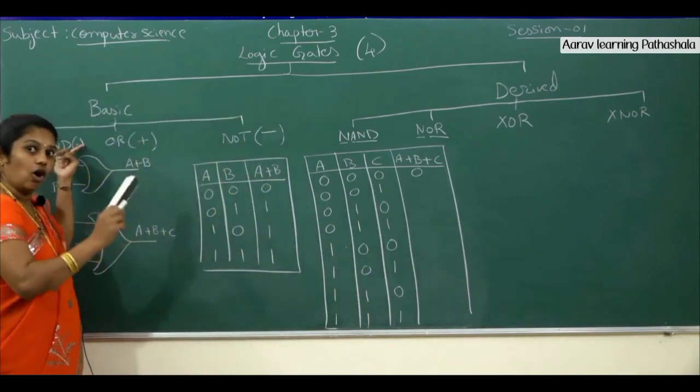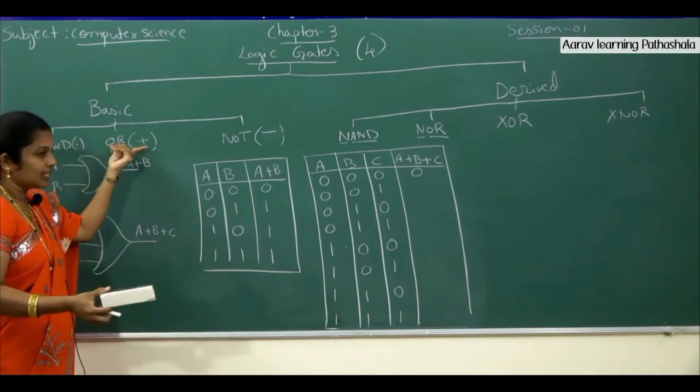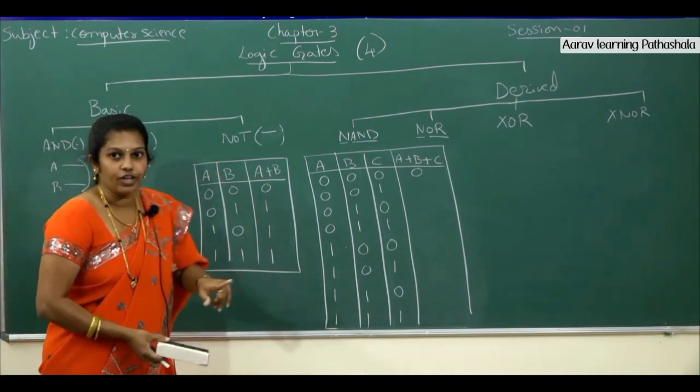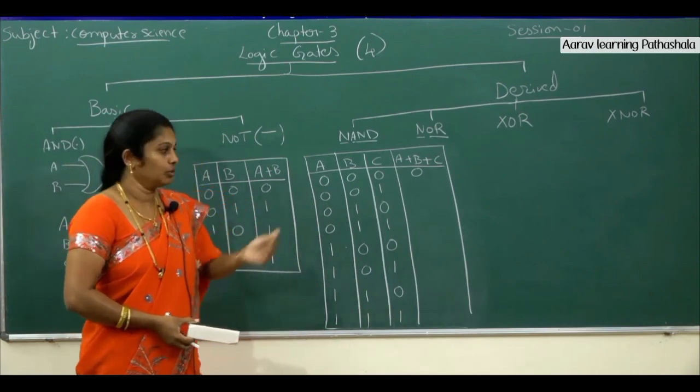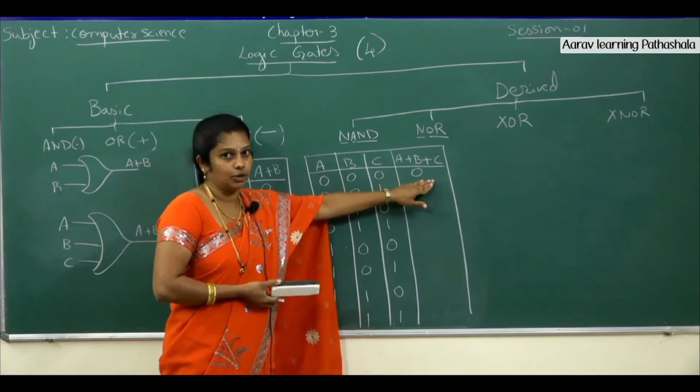Whereas in the AND case, only when all the inputs are 1, the output becomes 1, otherwise 0. Whereas in the OR case, if any one of the inputs is true, the output becomes true. In the first case, all the inputs are 0, that's why the output becomes 0 here.